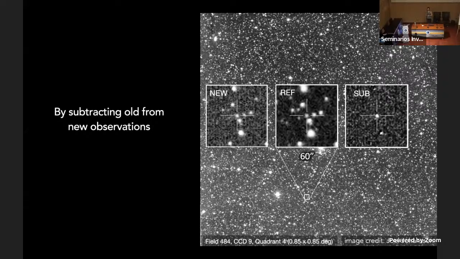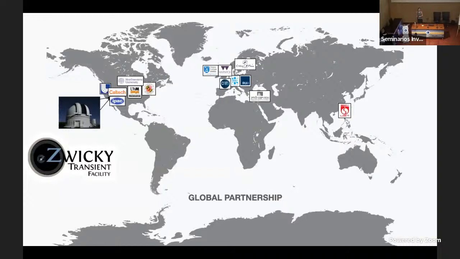So in this way, we find a lot of objects, and we're actually a very big collaboration with many partners in different places in the world. And everyone is interested in doing different things and different science goals with the Zwicky Transient Facility.